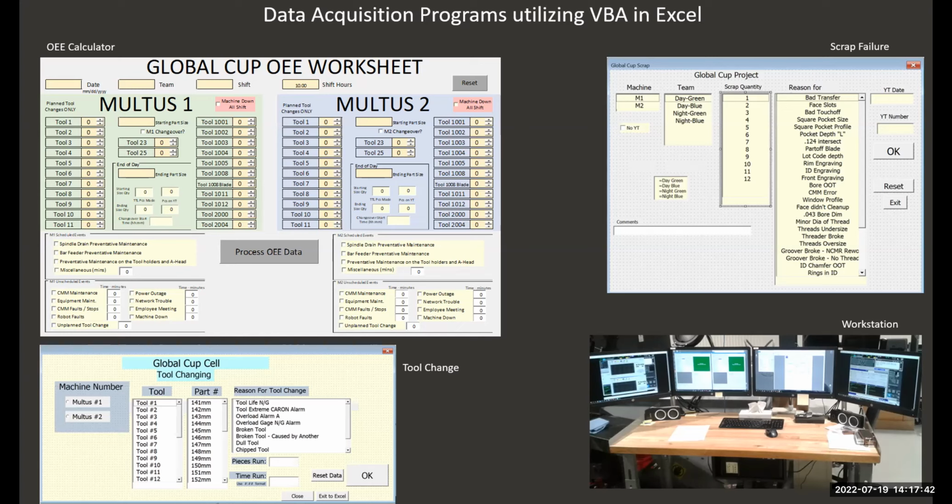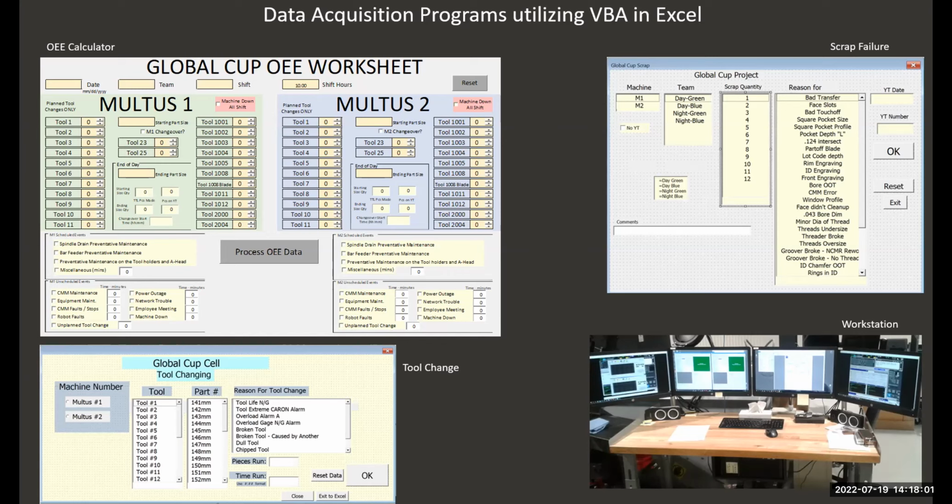The Scrap Failure app captures part failures for root cause analysis of the most common failures. Processes can then be wrapped around them to drive process stability and improve the quality metric of OEE. To drive towards stability, the process must be standardized. First, you must standardize and then you can improve.